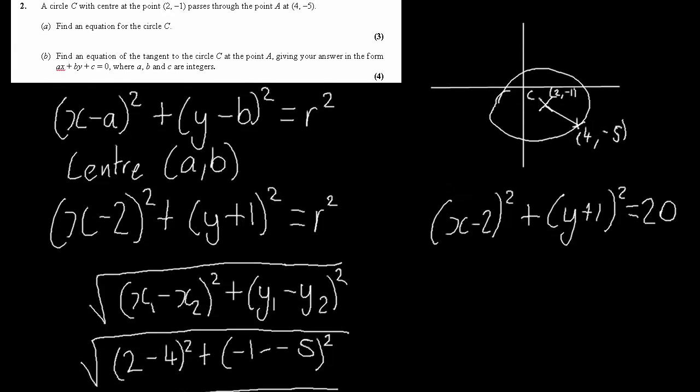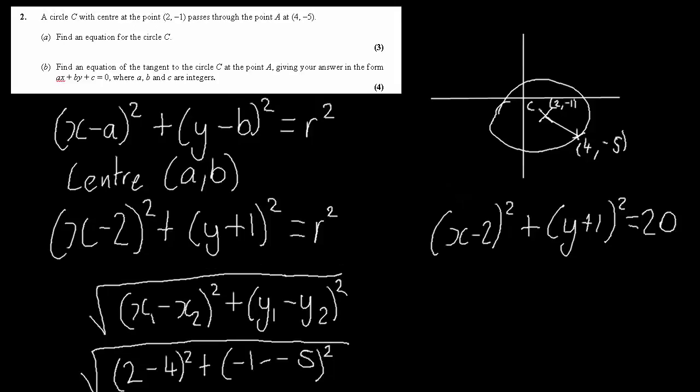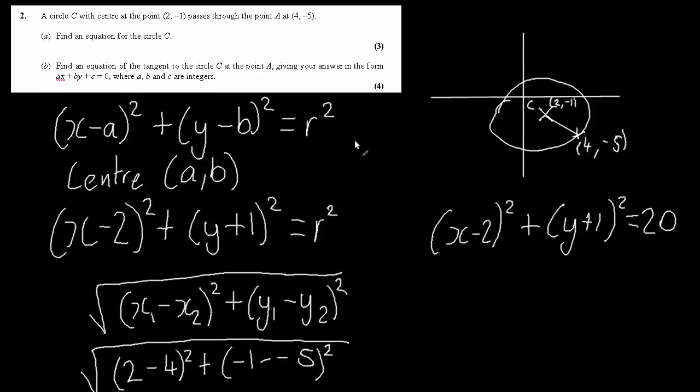For part B, we're going to need to find the equation of a tangent to the circle C at the point A, giving your answer in the form ax plus by plus c equals 0. So the tangent is a line that meets the circle at one point. In this case, it's going to just touch at A, so something like that. To find the equation of a tangent, we know that it meets the radius at 90 degrees. So if we can find the gradient of the radius, we can find the negative reciprocal to find the gradient of the tangent, and then use the equation of a line.